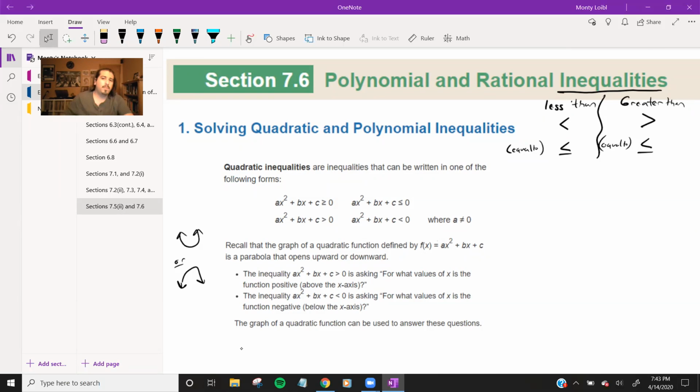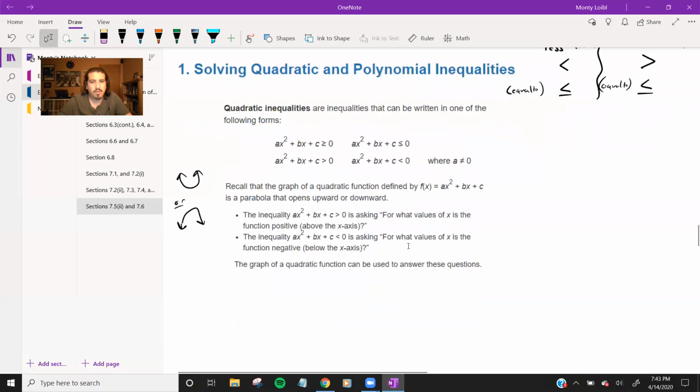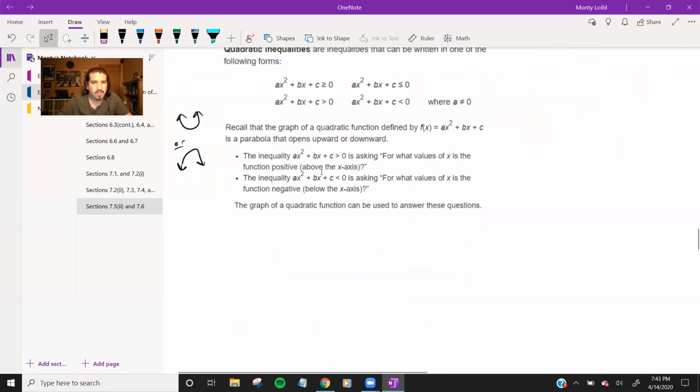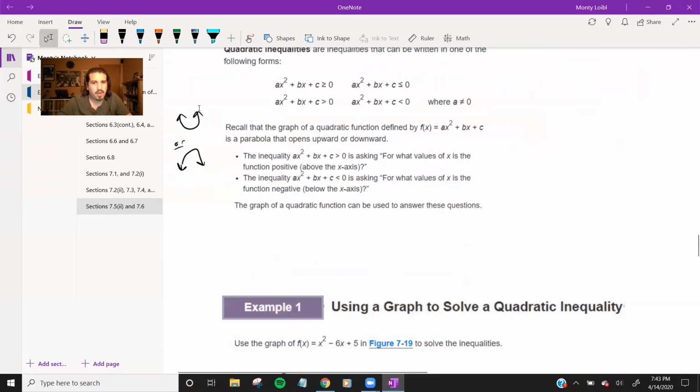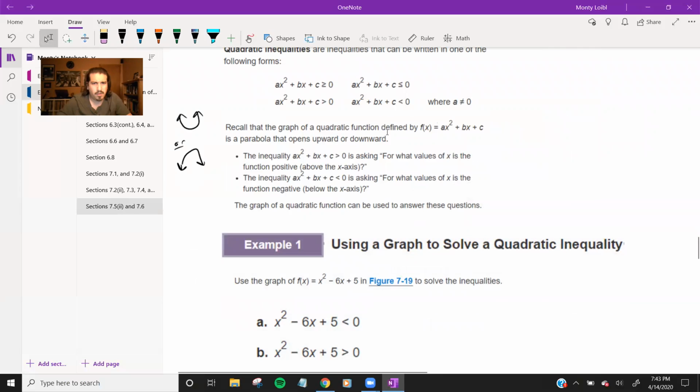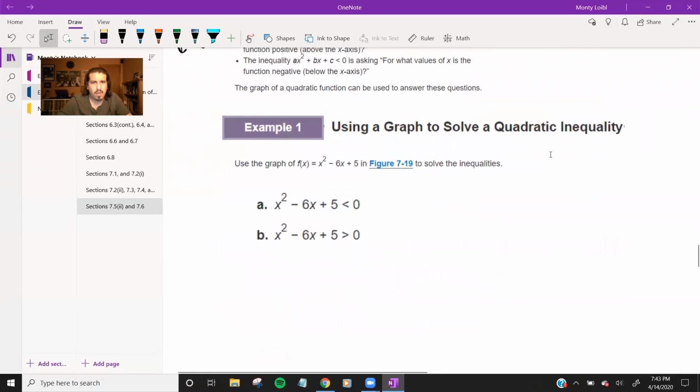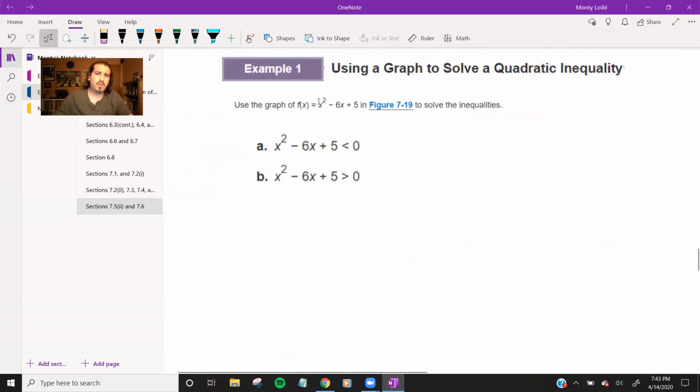So the first thing we're going to do is solve these graphically, and I think looking at an example will make that a little more clear. Okay, so let's use the graph of this to help us solve these inequalities. Again, we need to graph x squared minus 6x plus 5. So we'll do some scratch work here.